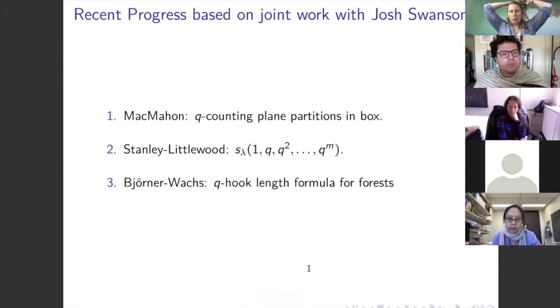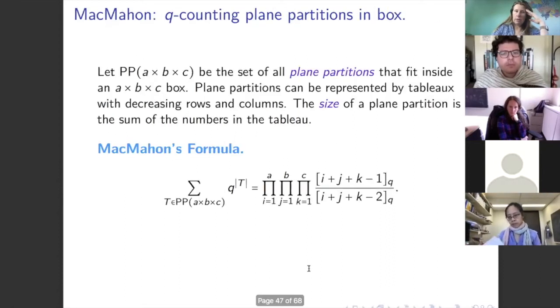Number 1, I want to show you MacMahon's formula for counting plane partitions in a box, but really that's a special case of this Stanley–Littlewood formula for principal specialization. I'm going to have to leave off the Björner–Wachs stuff, but all 3 of these cases come up in the new paper. I'm going to start with the MacMahon one because it's the simplest one and we have the most complete results there, and it sort of explains our philosophy by going through the simplest example.